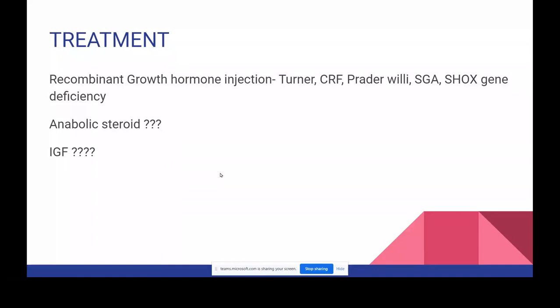But recombinant growth hormone injections we can use. They have proven results with Turner, CRF, Prader-Willi, small for gestational age, SHOX gene deficiency. Anabolic steroids and IGF can also be used, but they are still at the research level. And certain countries have actually tried these anabolic steroids and the IGF factors to treat growth hormone deficiency.